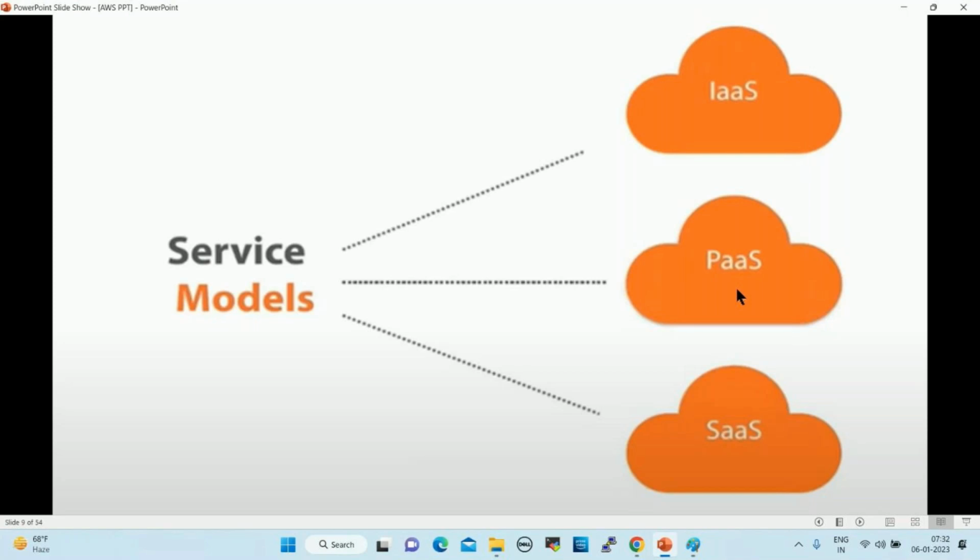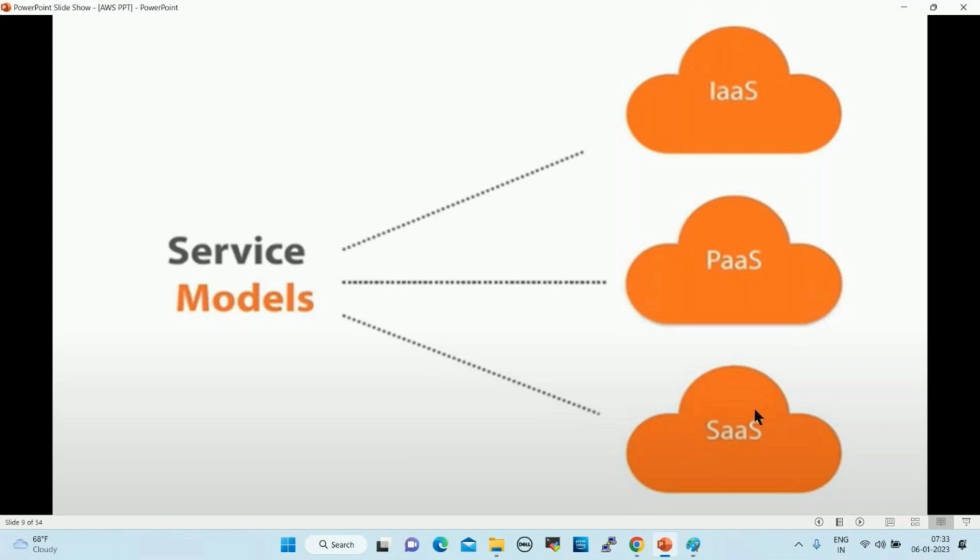In Azure also AKS is there. AKS, Azure Kubernetes Service. In Google Cloud also Kubernetes is available, which is GKE, Google Kubernetes Engine. So when we log in to the cloud platform, the service is already available, which is nothing but platform as a service. Okay. Next one, the third one is software as a service.